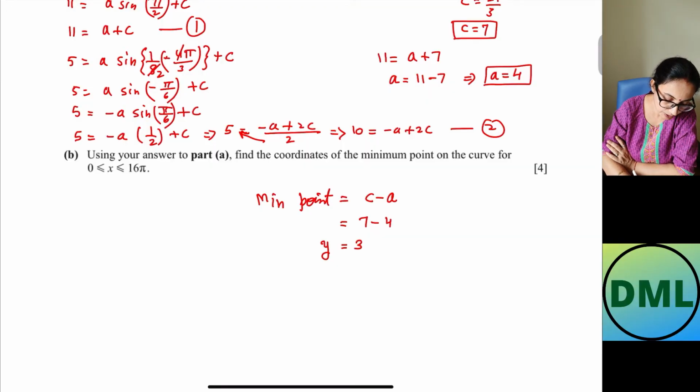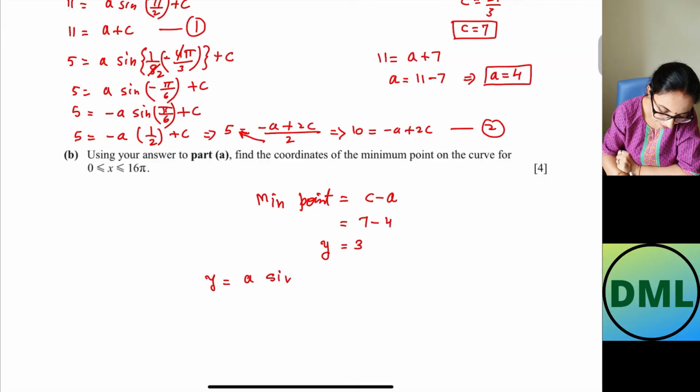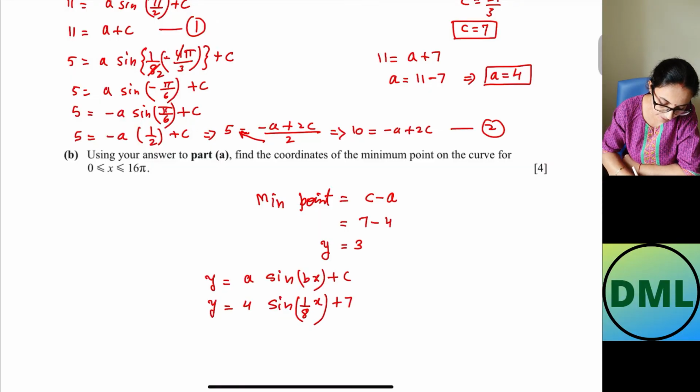What is my given equation? My given equation is y is equal to A sine bx plus c. This is my given curve. The values for A, B and C, let's substitute them first. A is equal to 4, sine, B is 1 over 8, x plus C is 7. Let's substitute the value for y. Y is equal to 3. That is equal to 4 sine x by 8 plus 7.